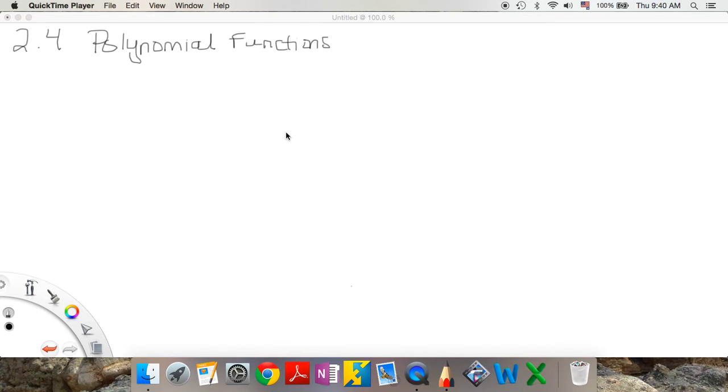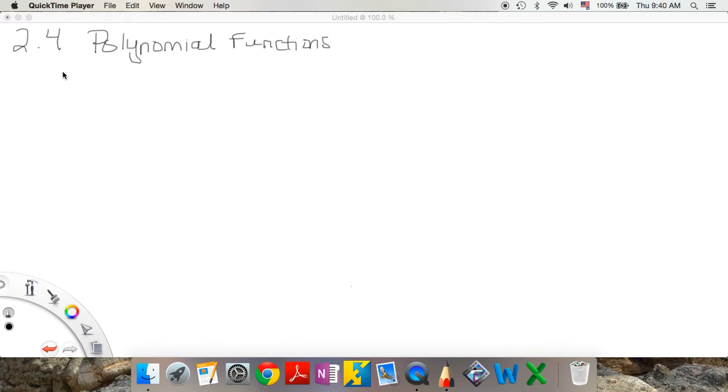Today we're going to talk about section 2.4, which is polynomial functions. We've actually been kind of talking about this in the past few sections, but we're going to generalize what we've been talking about. We've talked about specifically linear functions and quadratic functions, which are types of polynomials, but now we're just going to set up a more general example.